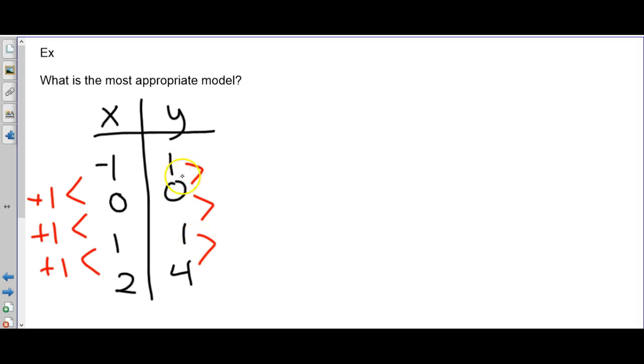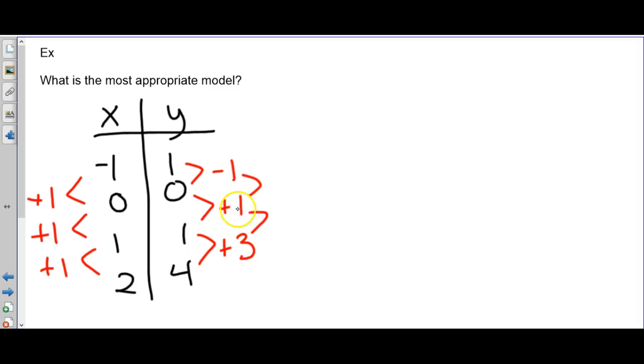Well, to get from 1 to 0, I minus 1. To get from 0 to 1, I add 1. And to get from 1 to 4, I add 3. These did not match up. If this first time you check they do match up, then it's linear. So if this had been +2, +2, +2, this would be linear. If it's not linear, we do one more level and check what's the difference between these.